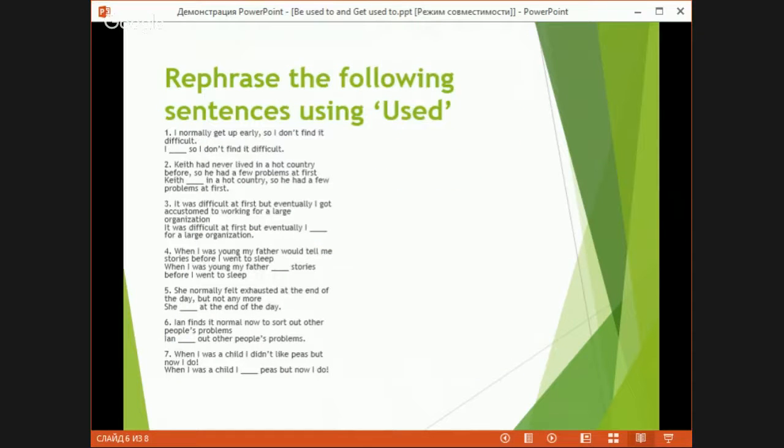Let's move to our next task. I don't know whether you can see fine or not. I hope you can. We need to rephrase the following sentences using used to. It's not very easy, but it's very useful task. Think about it.